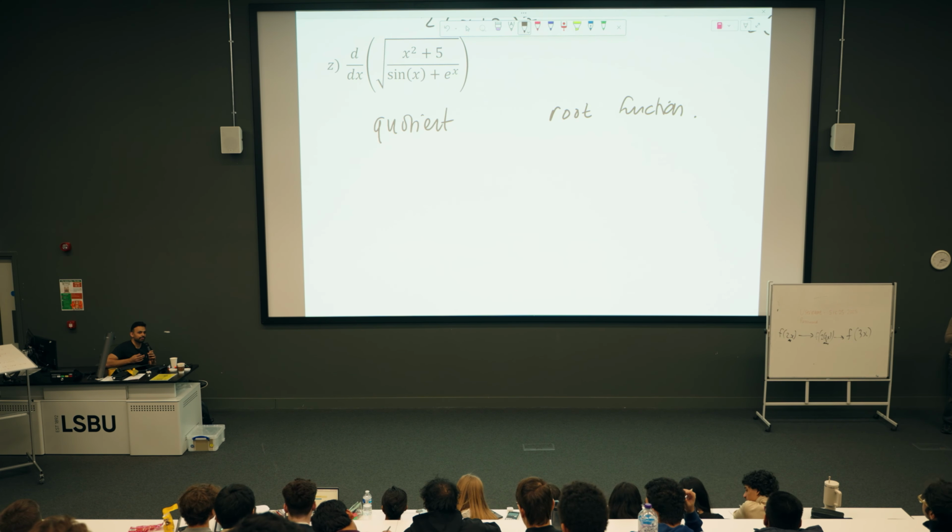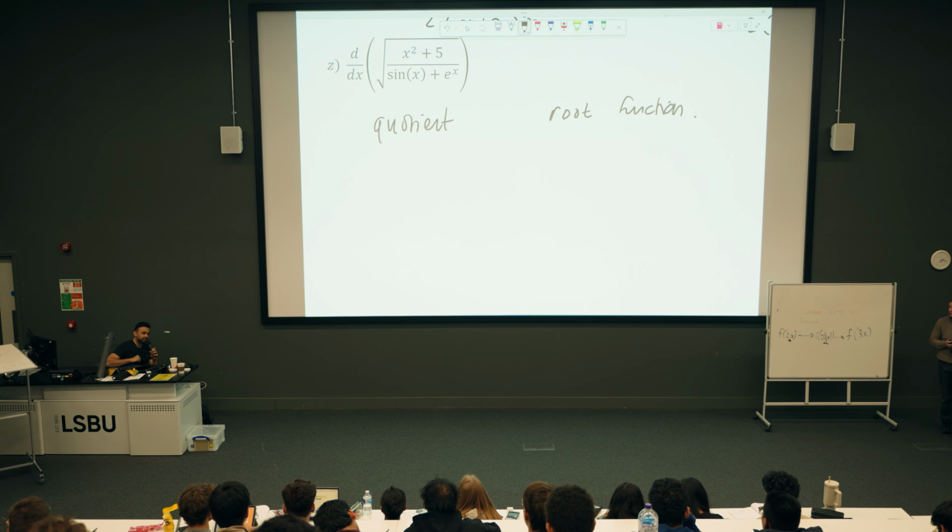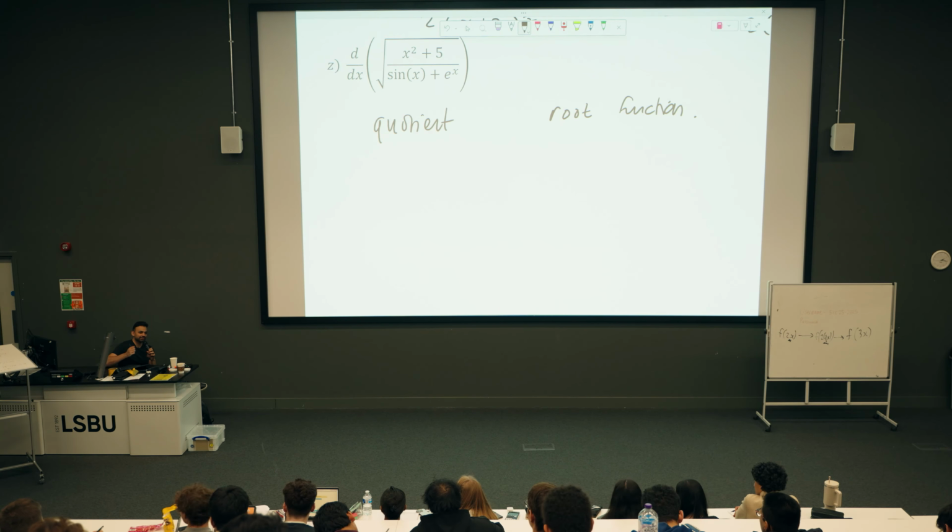Remember I said onion? Onions have layers. You look at the outer layer of the onion. Imagine it was a present wrapped up in wrapping paper. You have to take off the outer layer of the wrapping paper. The outer layer is a square root, so you've got to use the square root to differentiate.